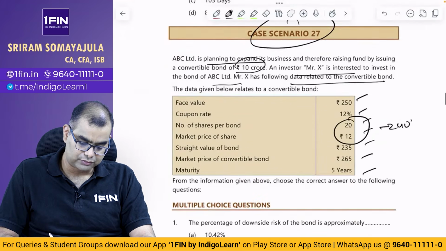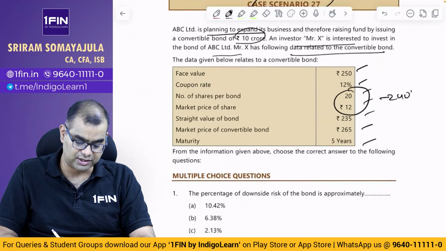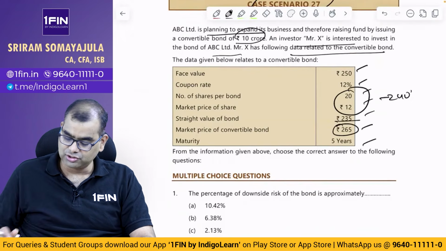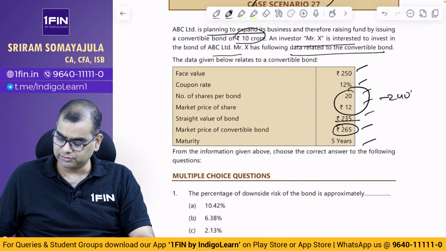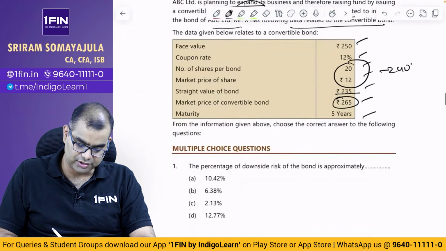Okay. Then the percentage of downside risk. What is downside risk? Whatever is the current rate. What is the current rate? 265. Where can it go down to? It can go down to the straight value. So 30 divided by 265 is 11.32%. 11.32 should be the ideal answer, no?